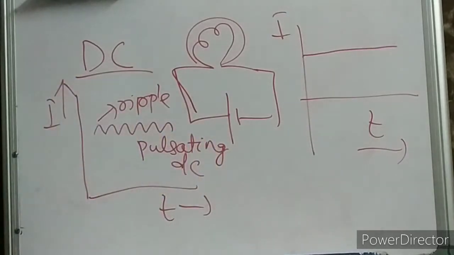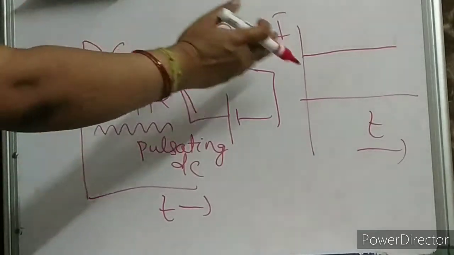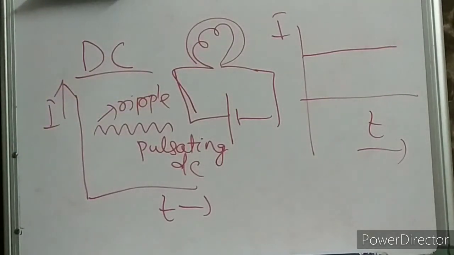This is pulsating DC, children. Okay? Hope it is clear. DC is steady: frequency is 0 and it is unidirectional. In AC it is bidirectional.